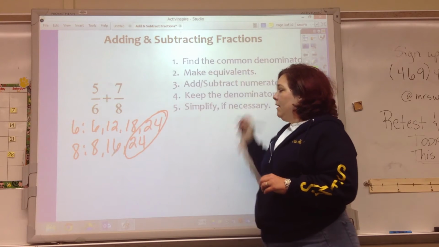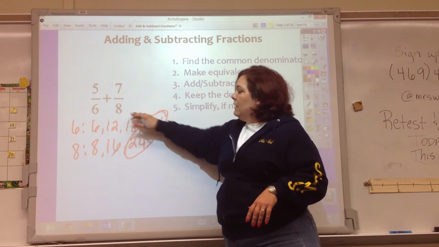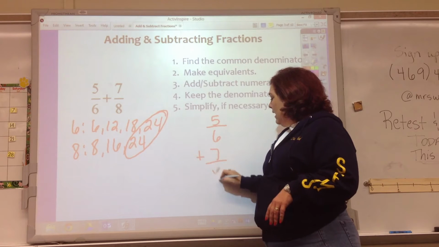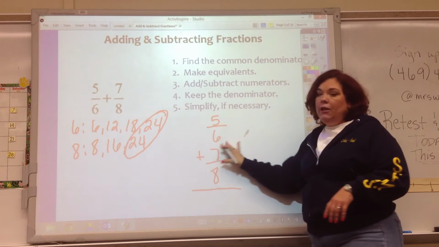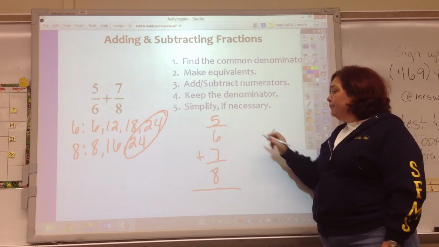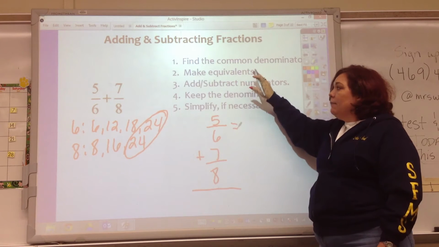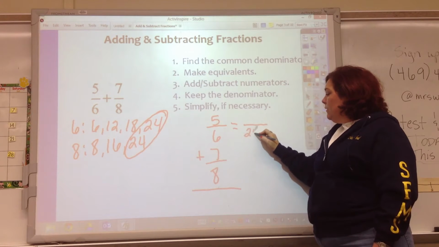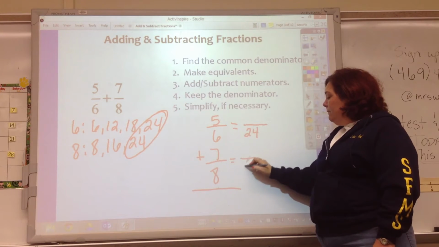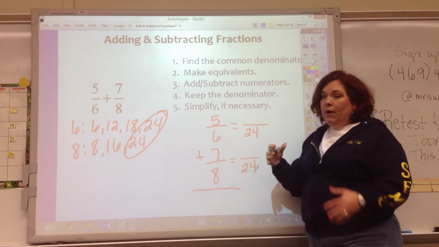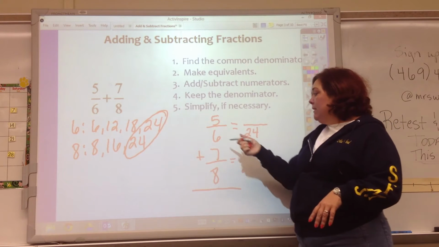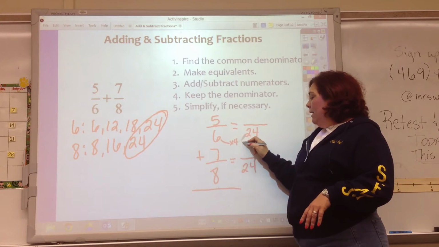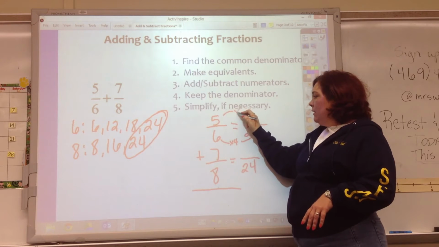That's my common denominator. Then I'm going to stack these up, and so I have 5/6 plus 7/8. And I do this so that I have plenty of room to change my denominator. And so then I'm going to do the second step, make equivalents. And I'm going to make it equivalent to this denominator of 24. So I have to use scale factor, and I say, how many times does 6 go to 24? Well, it goes by 4. And whatever I do to the bottom, I do to the top.